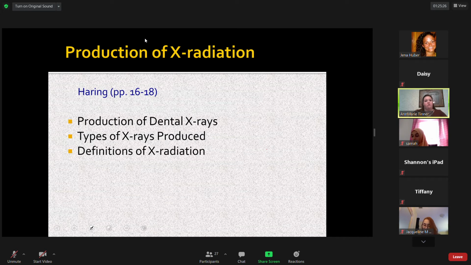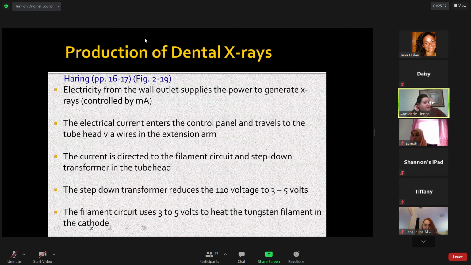Okay, so now we're going to talk about production of X-radiation, the production of dental X-rays, the types of X-rays produced, and more definitions. You need to know these next couple of slides that talk about the production of dental X-rays. They tell you step by step what happens when you go out and press that button.